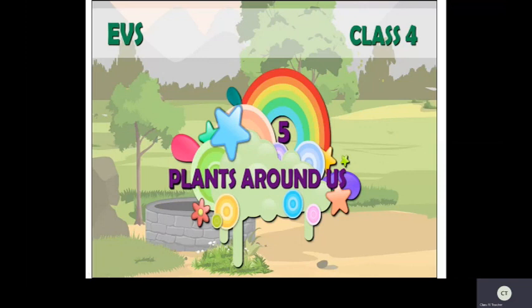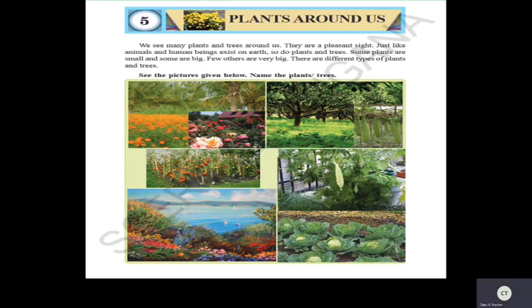Welcome to EVS class. In the previous class, we have studied about plants around us. Right children? We have seen different kinds of plants. Let us recall the topic once again. So in the previous class, we have learned how to differentiate the different kinds of plants. How many kinds of plants are there, children?